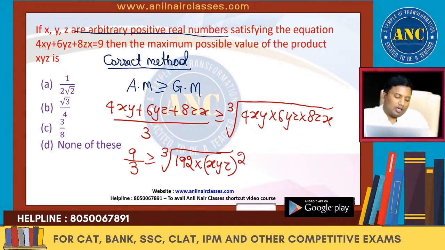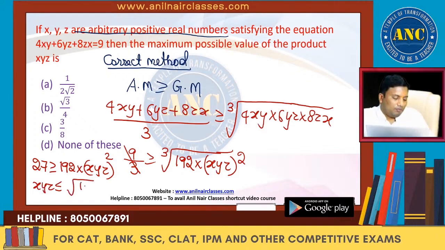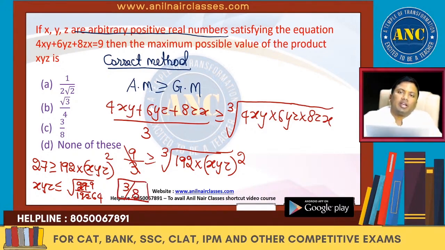Are you all with me? 3 cube is 27, greater than or equivalent to 192 into xyz whole square. So xyz is less than or equivalent to root of 27 by 192. 3 9s are 27, 3 64s are 192. It is nothing but 3 by 8. I hope the idea is clear, right?